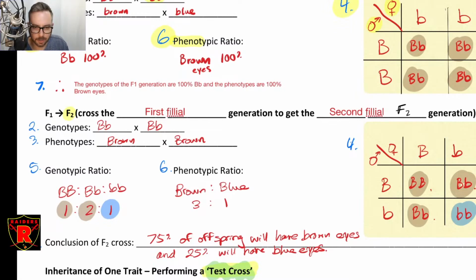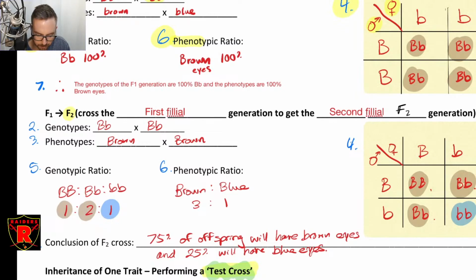Does anybody have any questions about the general procession here of how you solve these problems? It works pretty much the same way every time. You're starting with the parents, you tell me their genotypes and then their phenotypes, you do your Punnett Square, you look at the genotypic ratios in the offspring and the phenotypic ratios in the offspring, and then you answer the question. Fairly straightforward. We're going to use this for all of the problem solving.